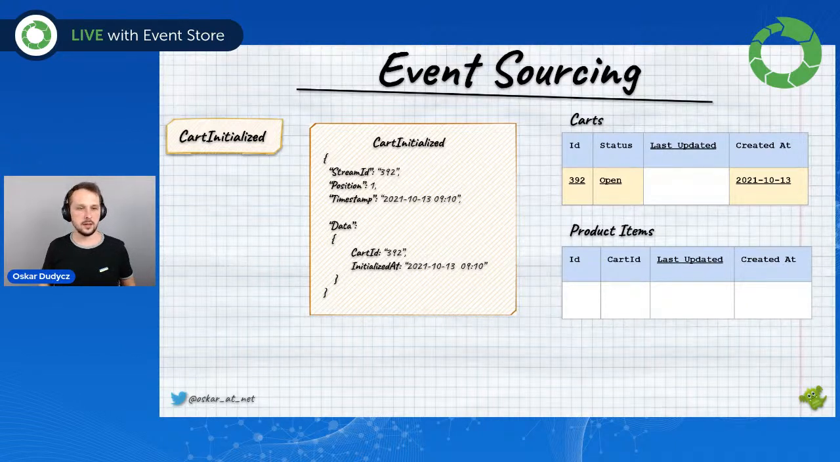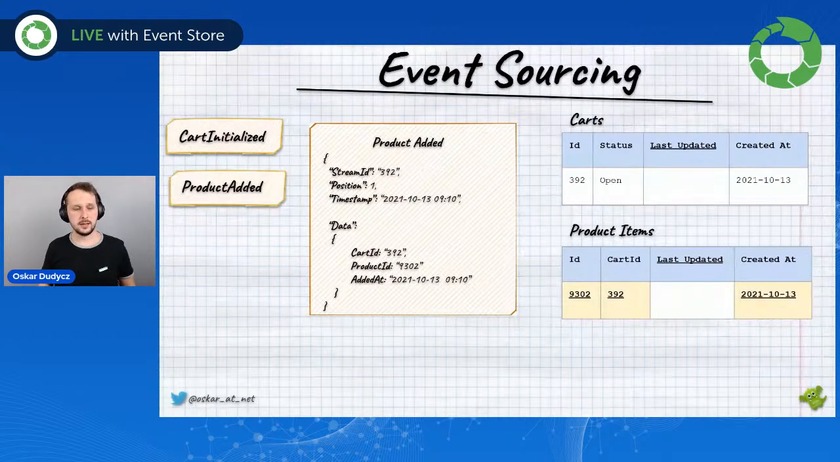So now, instead of the nice picture, you will have in the middle the data of the event. So cart initialized will have information about the stream ID, which, as you can see, is the same as the record ID, or the primary key in the classical approach. Position is the order in which the event happened, so we can put a timeline into our events history. Then we see a timestamp, so when it happened, and then specific data.